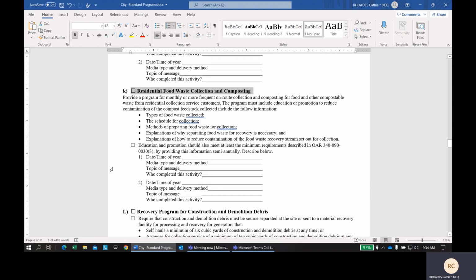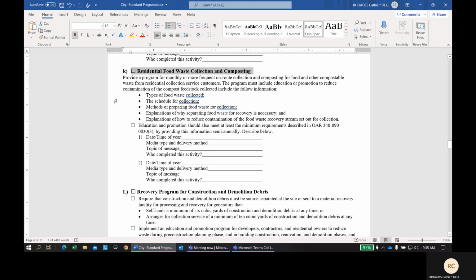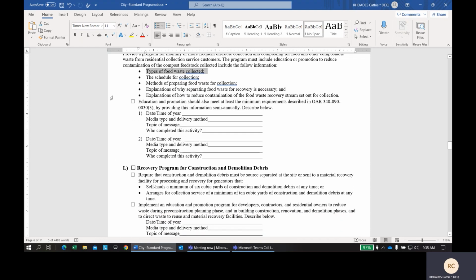Moving on to K. This is a residential food waste collection program. If you choose this, you must provide at least monthly or more frequent en route collection of composting for food waste from residential generators. Your promotion needs to make sure that you're telling residents the types of food waste that can be collected, the schedule for collection, the method of preparing food waste, explaining why separating food waste for recovery is necessary, and also explaining how to reduce contamination.